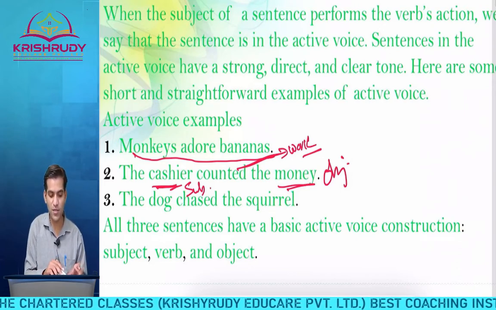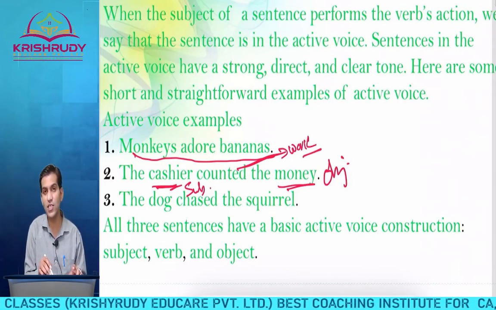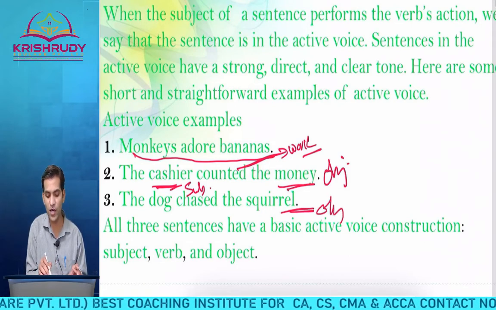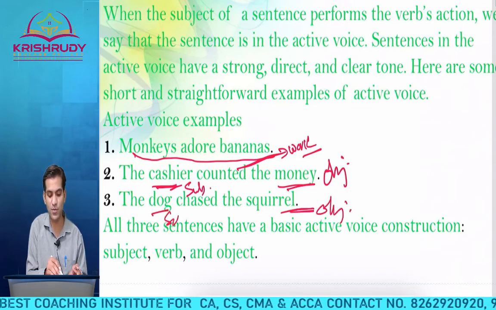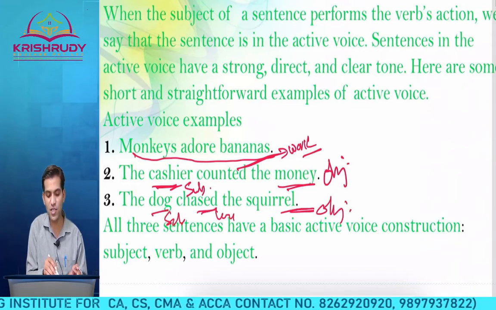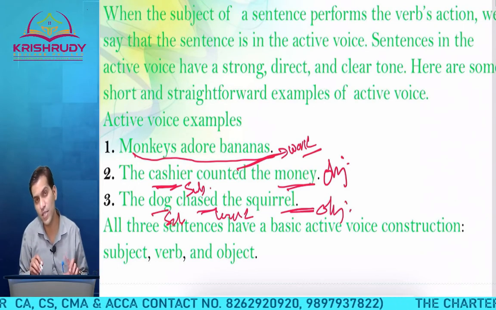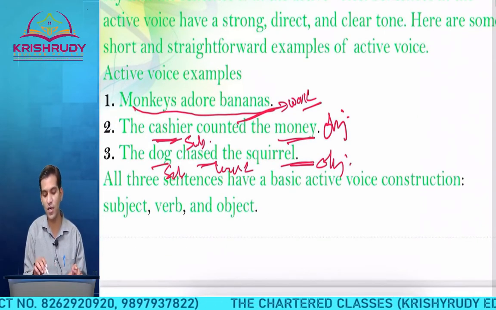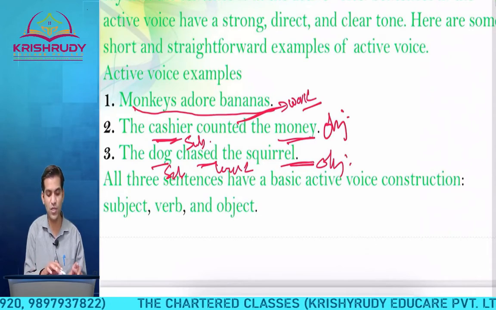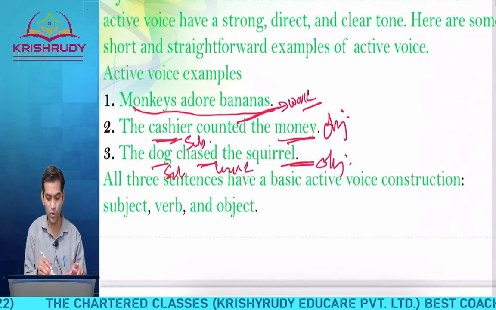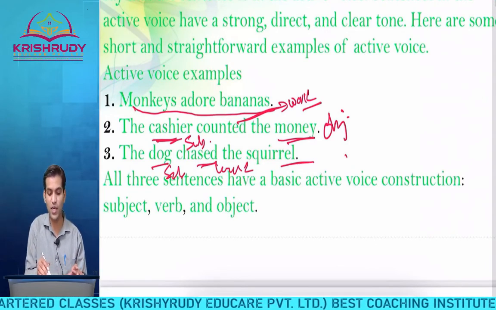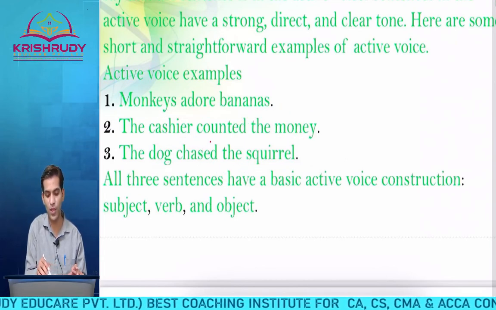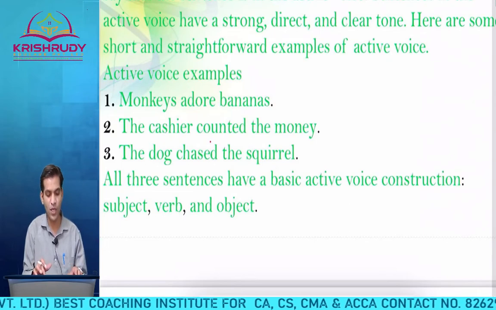Another sentence, the dog chased the squirrel, right? Again the squirrel is working here as an object, dog is the subject and chased is the work which is done on the squirrel. All three sentences have a basic active voice construction: subject, verb and object. It is very easy to understand how these things work, right? Now let's move further.